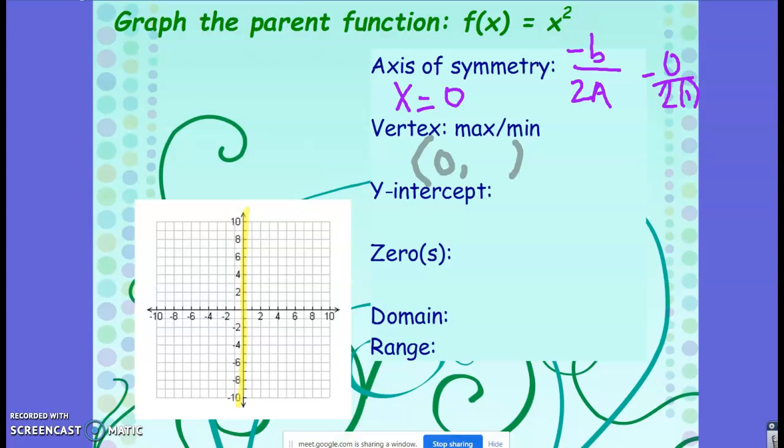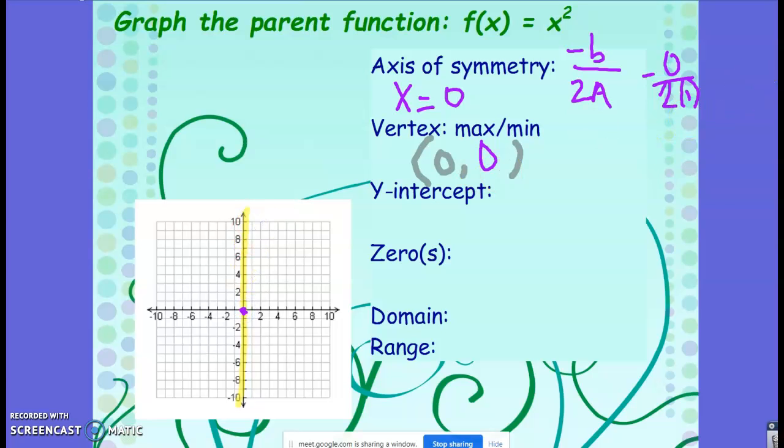Okay, so if we know the x value of our vertex, then we can plug it into the equation to find the y value of our vertex. So if I plug 0 in as x up here, then 0 squared is what? 0. So our vertex is at the origin. Sorry, it doesn't like my mark. Okay, so there's my vertex.